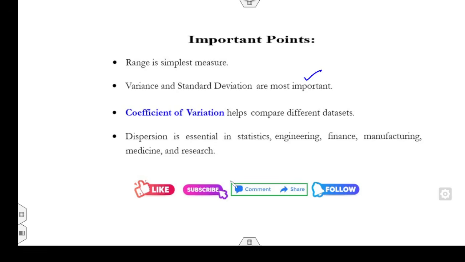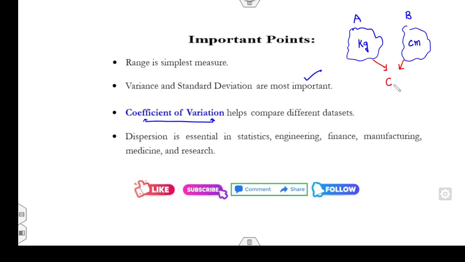measures of dispersion. The coefficient of variation is always used when you compare two different data sets. Like if I say this is my product A, which we are measuring in terms of kgs, and the second product is a length, which we are measuring in centimeters, how can you compare them? Because both have different units. So whenever you want to compare, you can always prefer the coefficient of variation. And dispersion is widely used, as I mentioned to you, in manufacturing, finance, engineering, and many more case studies.